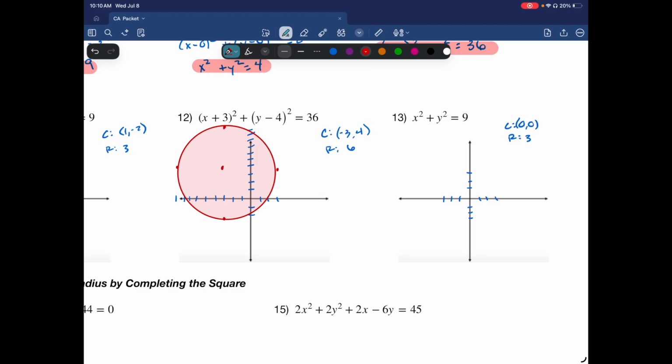Okay, so center at 0, 0, going out 3 in every direction. And then you just connect your dots. Right. So that's the idea.